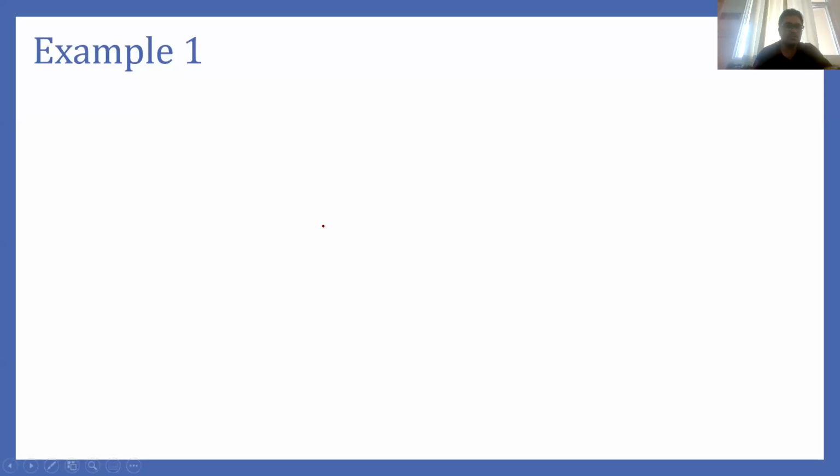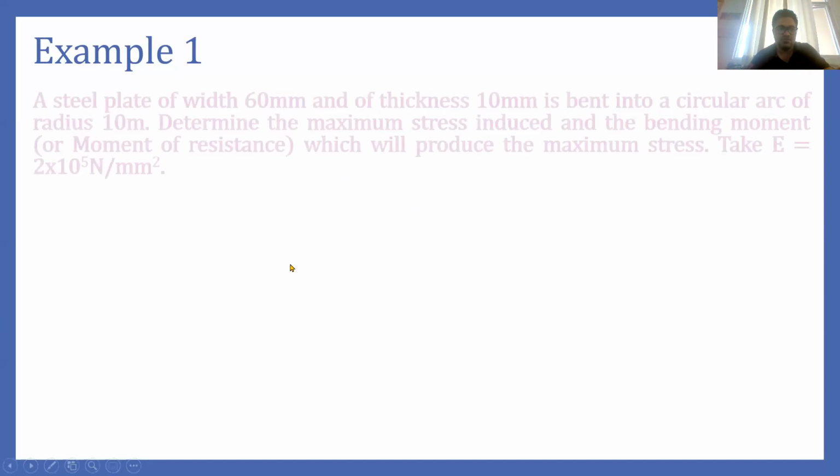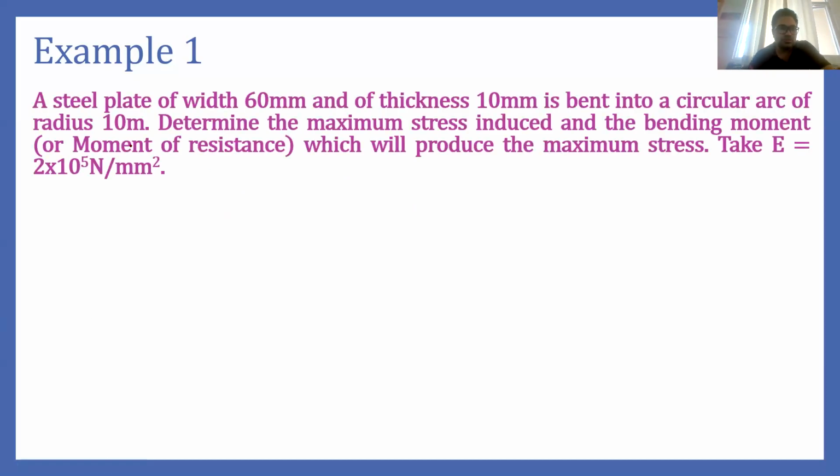Hello, welcome back. So now in this part, we will solve two examples to understand the concept of bending stress. So here we have the first example. It says a steel plate of width 60 mm and of thickness 10 mm is bent into a circular arc of radius 10 meter. Determine the maximum stress induced and the bending moment or moment of resistance which will produce the maximum stress.